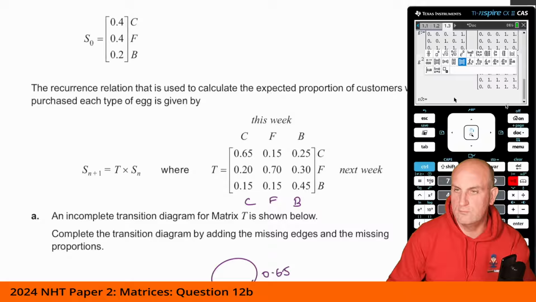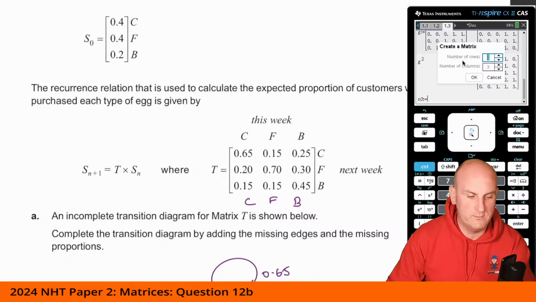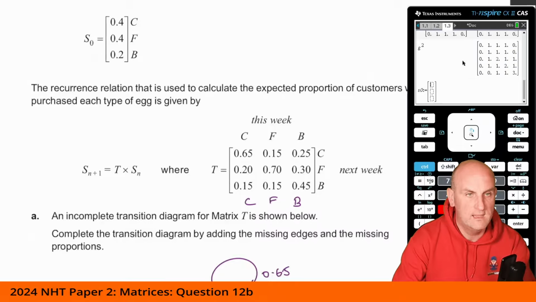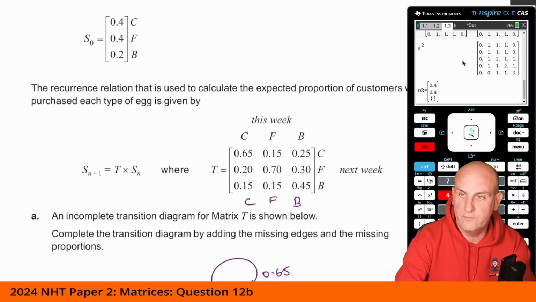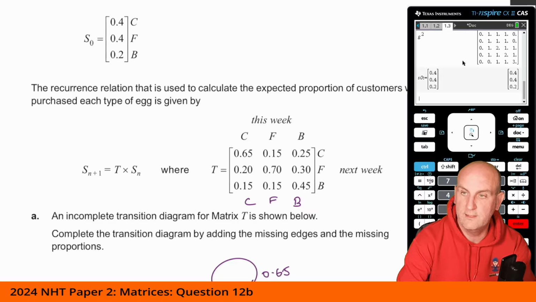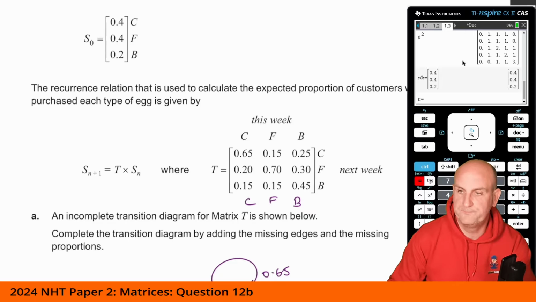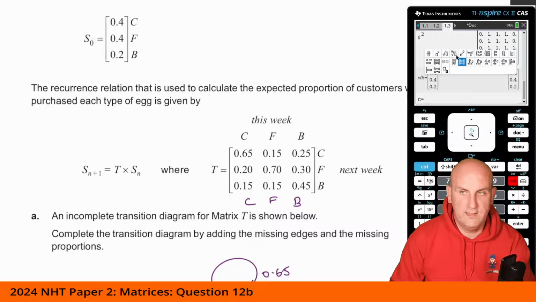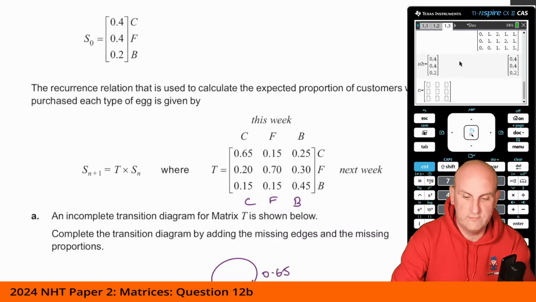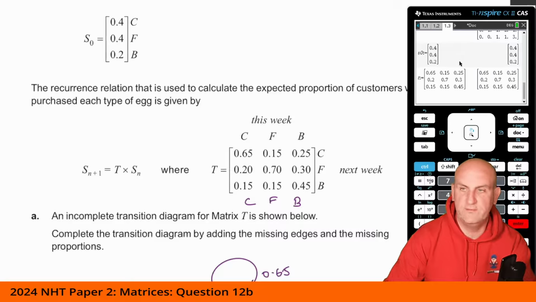We want a 3 by 1, number of rows 3 by 1. Hit enter. And let's put in 0.4, 0.4, and 0.2. Hit that there. T becomes equal to, what do we got there? 3 by 3. That's nice and easy. Let's do that. So this is going to be 0.65, 0.15, 0.25, 0.2, 0.7, 0.3, 0.15, 0.15, and 0.45. Hit enter, and there we go.